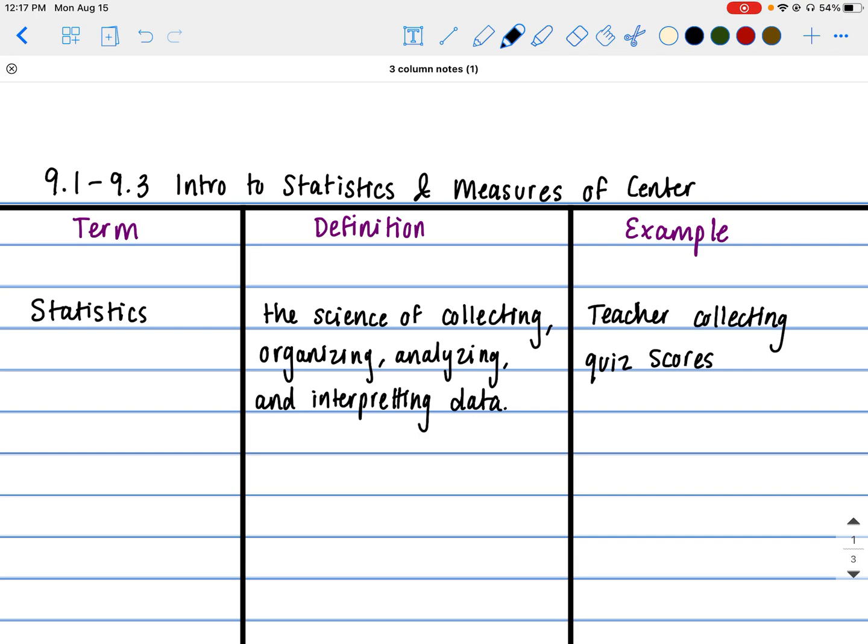For example, sports. A lot of times we'll collect data in sports, like what is your batting average? Or how many yards did you rush that game? Or how many goals did you score? What's the average number of goals you score a game? Those are all examples of statistics. We see statistics in everyday life.